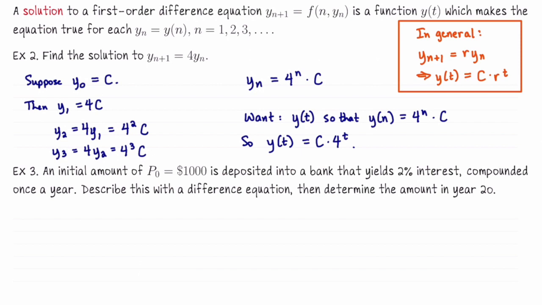Okay, so our initial value is p sub 0 is 1,000. And then next year we're going to have p sub 1 is what we had last year plus 2% interest. So that's going to be p sub 1 equals p sub 0 plus 0.02 times p sub 0. And then we can add like terms on the right and say this is 1.02 times p sub 0.